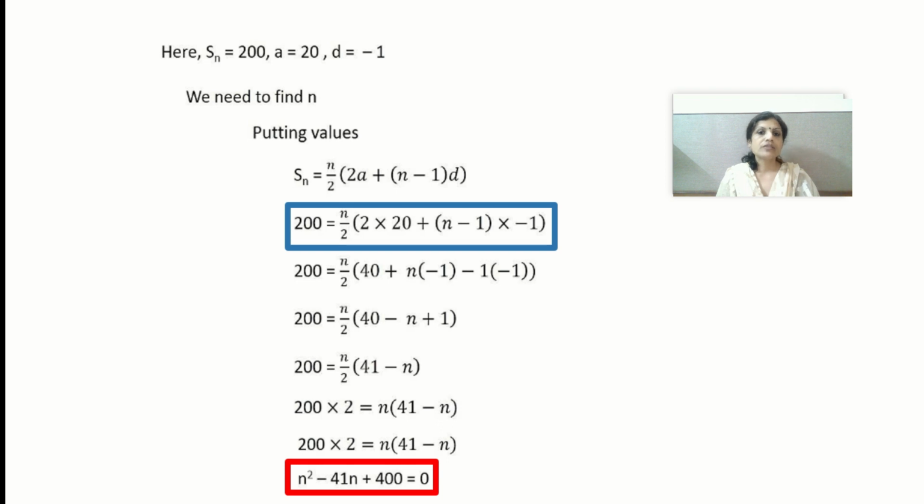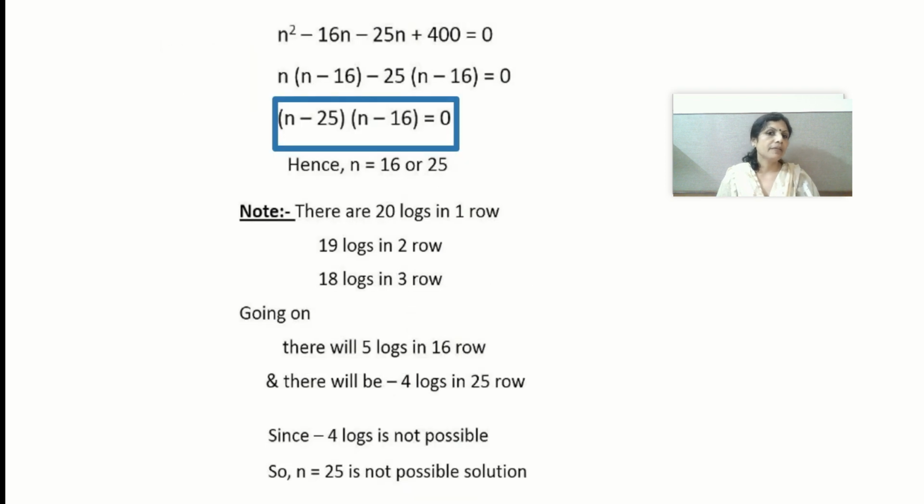Now solve this quadratic equation by splitting the middle term, and you get n minus 25 in one bracket, n minus 16 in the other bracket is equal to 0. So we get two values of n: n is equal to 16 or n is equal to 25. But which value is correct? That we have to check out.